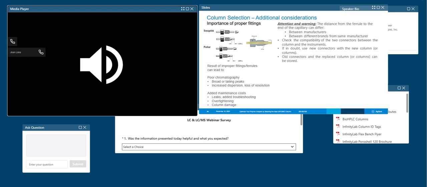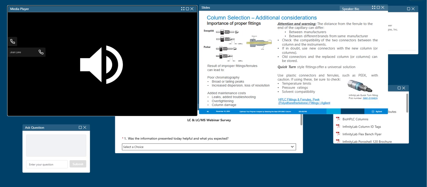Note also that the distance at the end of the capillary can differ. This can differ between column manufacturers, but this can also be different between different brands from the same manufacturer. Check the compatibility of the two connectors between the column and the instrument. If in doubt, use new connectors to connect with the new column. Connectors from the replaced column can be stored. To avoid having these issues, one can consider using a quick turn style fitting. Swage ferrules will no longer be an issue. With its spring-loaded design, it provides for a correct connection every time.